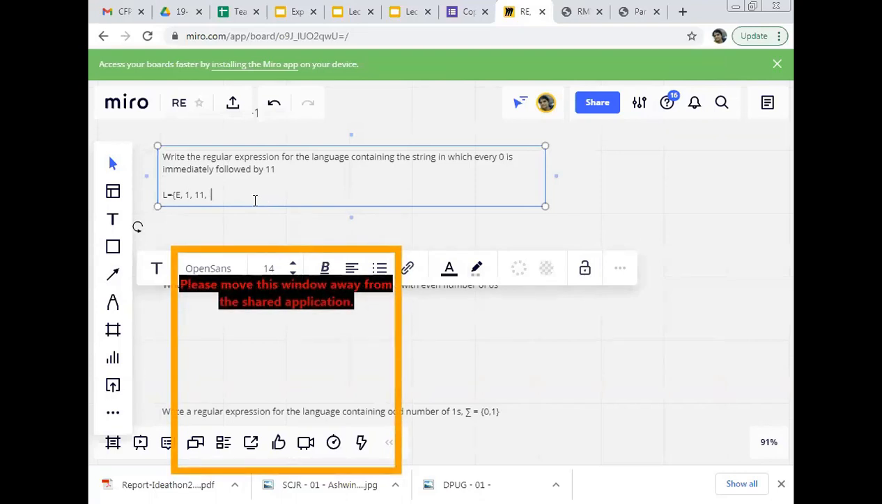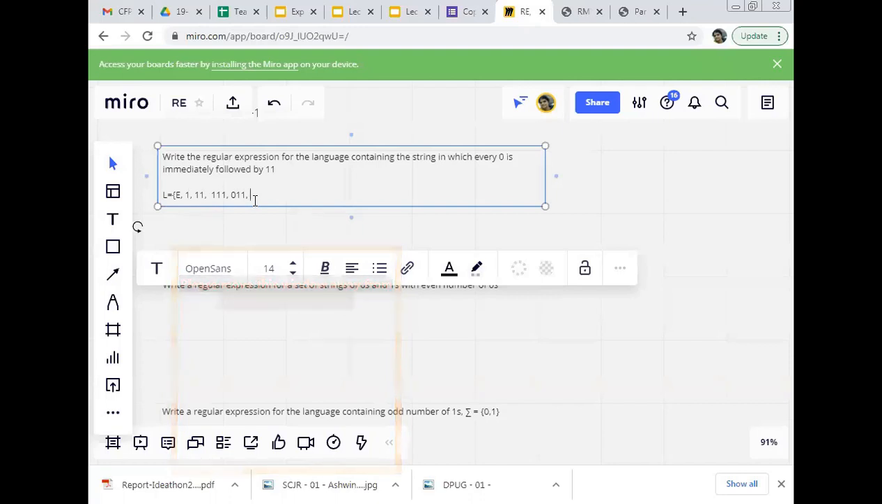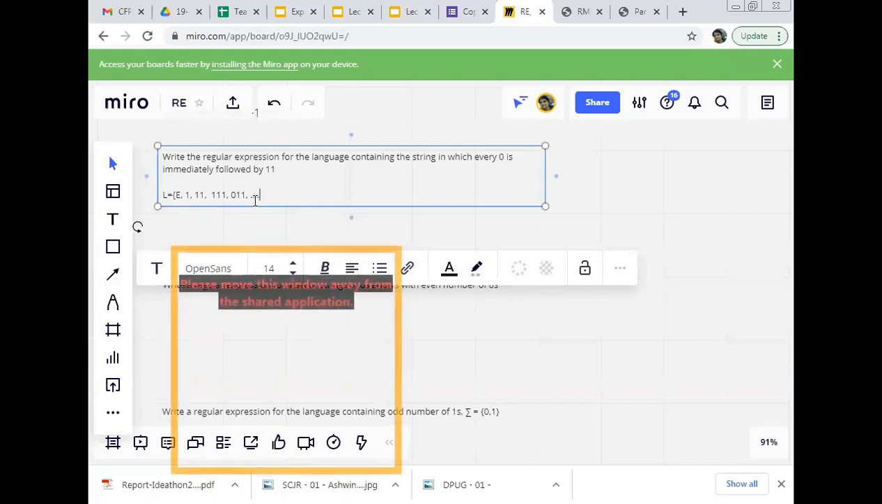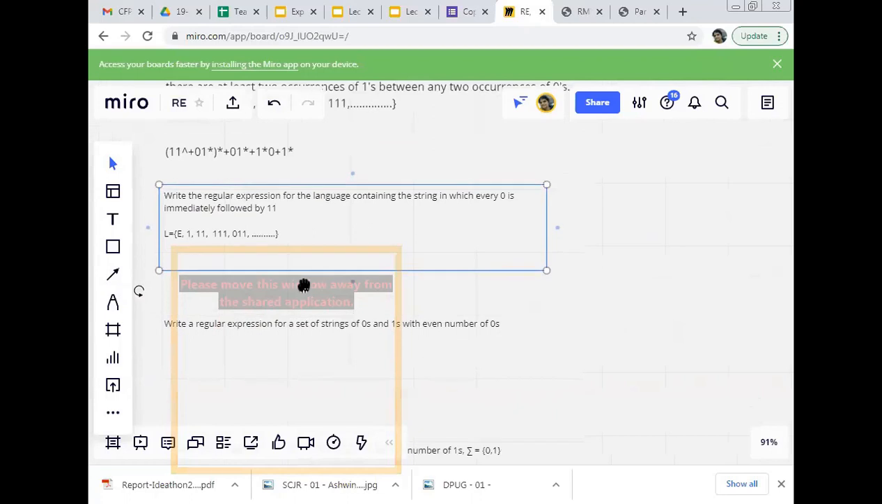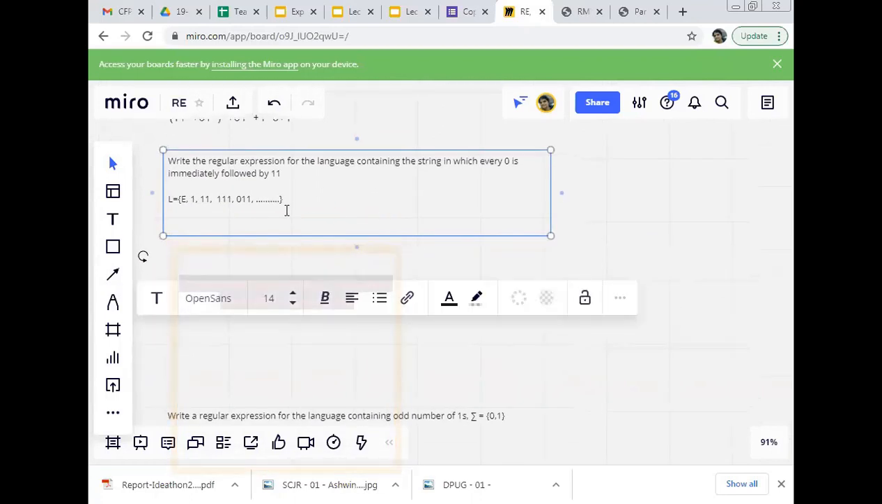Three length. 111. Okay, then 011, right? Can we have any other string? No. We cannot have any other string of three length. I hope you understood the problem statement. Now coming to RE, tell me now what may be the RE. What is the RE for this?